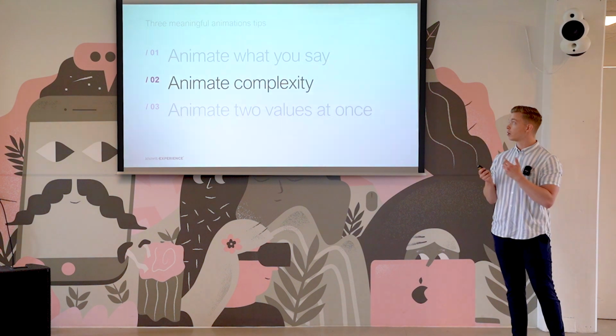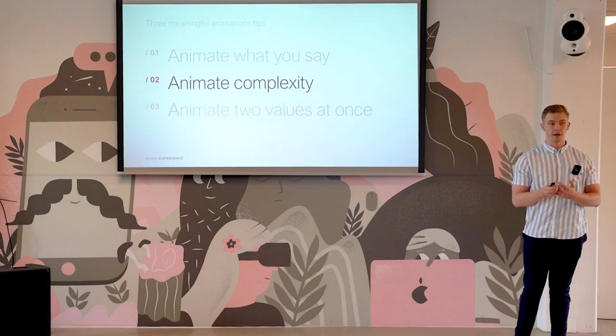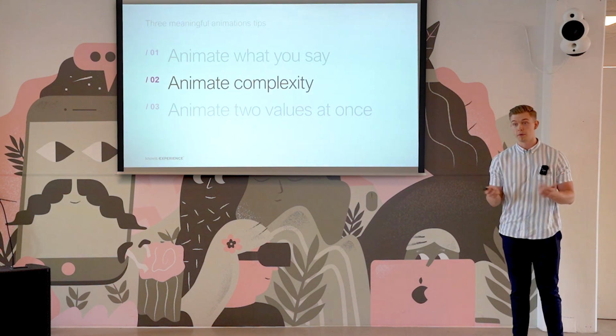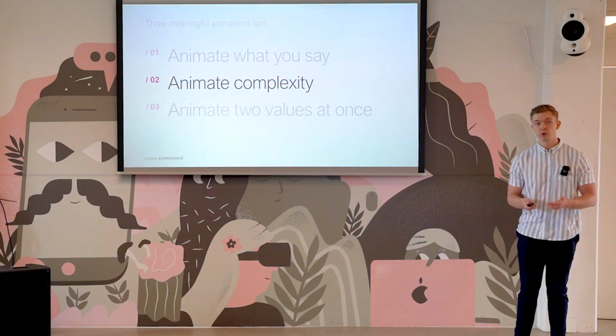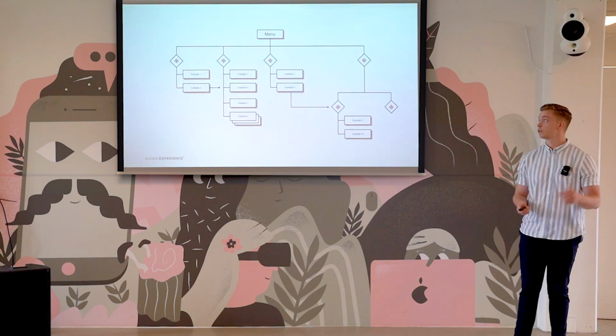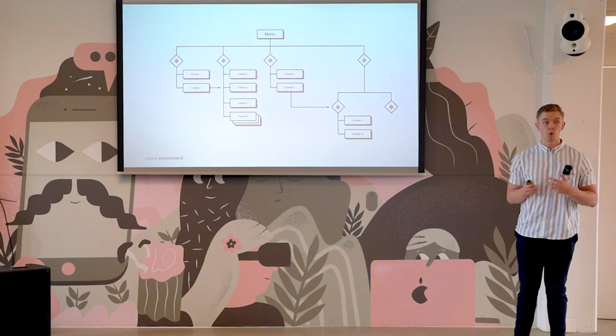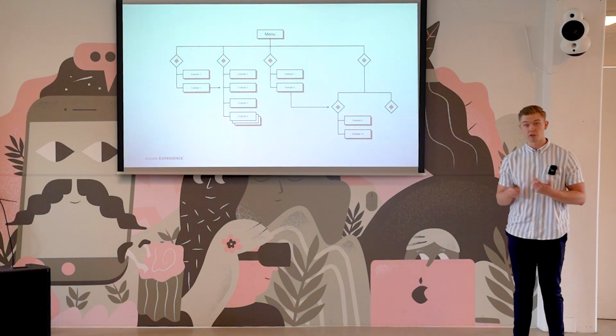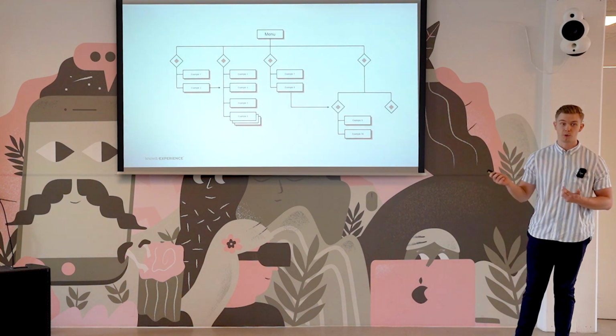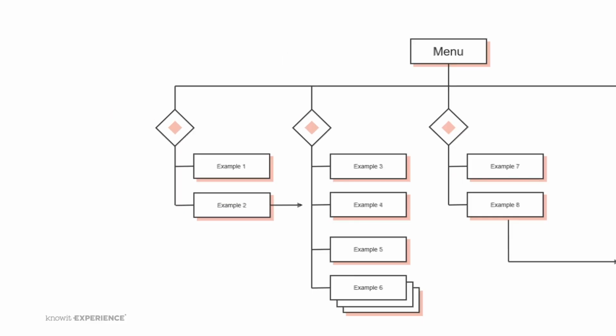Then there's animate complexity. So when we have slides with more than 6 objects, it's very complex maybe. We can use animation once again to guide the audience. So let's say we have a sitemap, and this is quite a simple one compared to some of those I've seen in the past. And the client might not know what's a sitemap, and sometimes I don't even know how to read them. So to help them, we can guide them and animate.